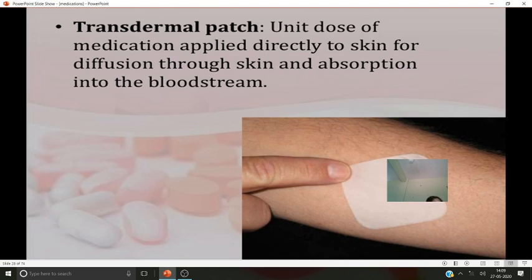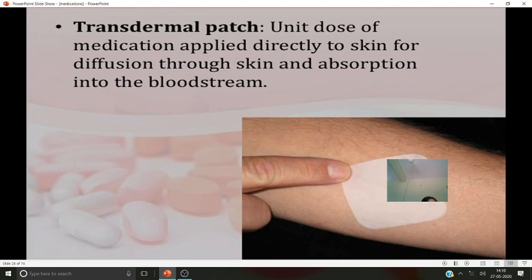Then among the drug forms we have emulsions. An emulsion is a suspension with an oil base. Then coming to the aqueous solution. An aqueous solution is one or more drugs dissolved in water. Then an aqueous suspension means one or more drugs finely divided in a liquid such as water. Okay, that is the aqueous suspension.